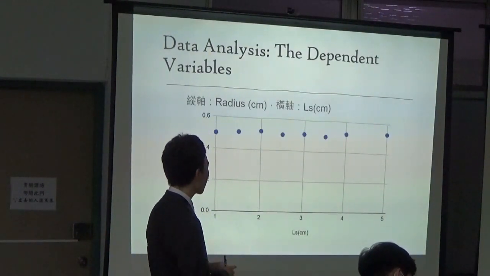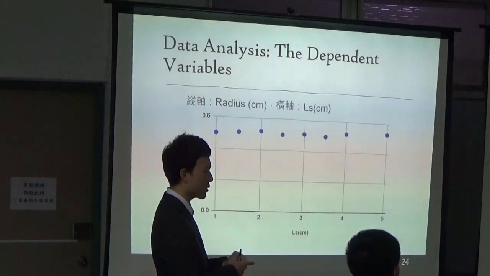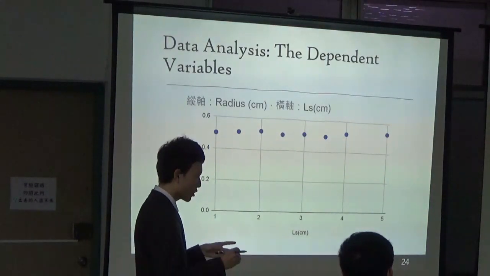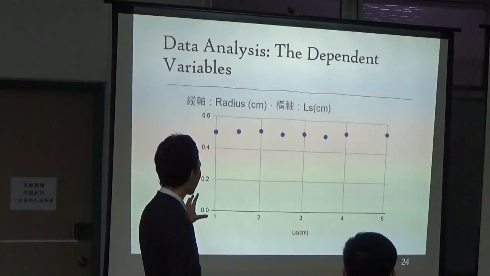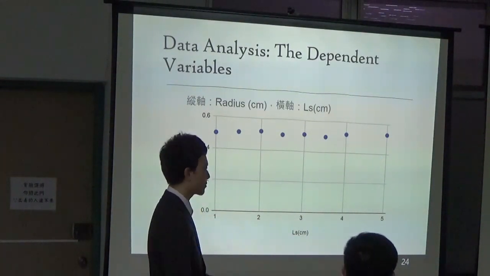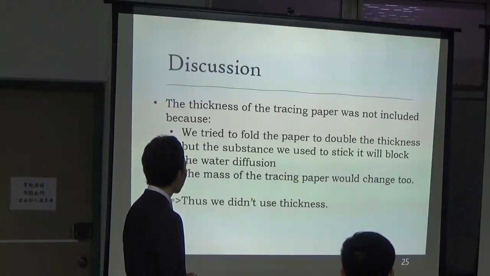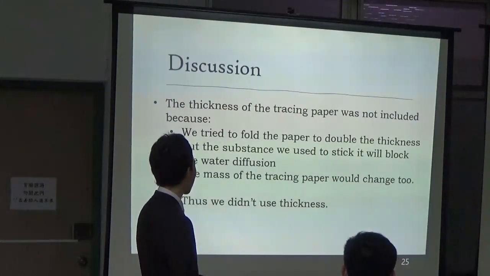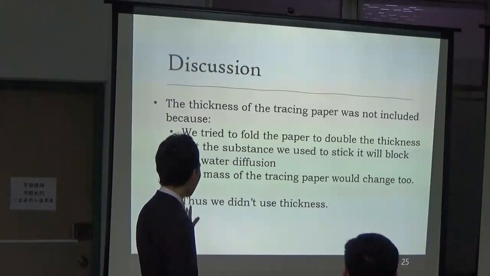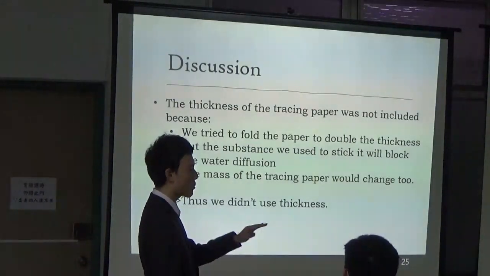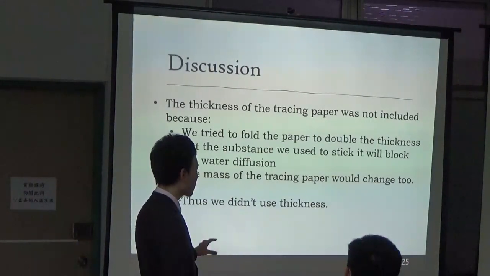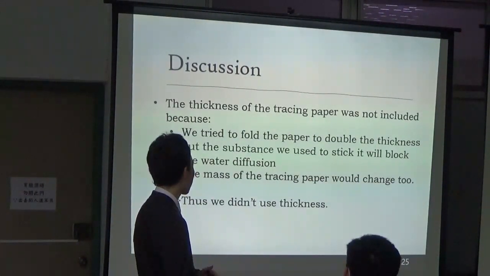And for the radius over time, we see that it didn't change because we immersed it in the same pool of water, so the capillary force will be the same, and it wouldn't have much effect on the radius. In the discussion, we didn't discuss the thickness of the tracing paper because at the start we tried to fold the paper to double the thickness, but the substance we used to thicken it will block the water diffusion, so the top layer will not be wet, and the method of tracing paper will change too, which we think will affect the result. Thus we didn't change the thickness of the piece of paper.